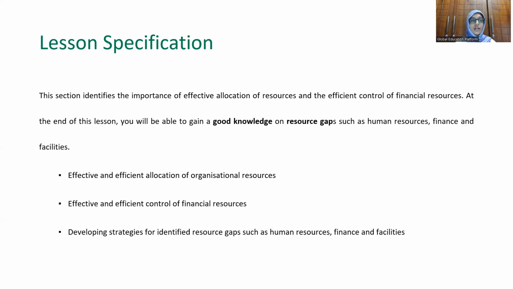This section will generally identify the importance of effective allocation of resources and efficient control of financial resources. At the end of the lesson, you will be able to get good knowledge on the resource gaps, such as human resources, finances, as well as facilities. Also we will be talking about effective and efficient allocation, and also talk about the control of the financial resources.